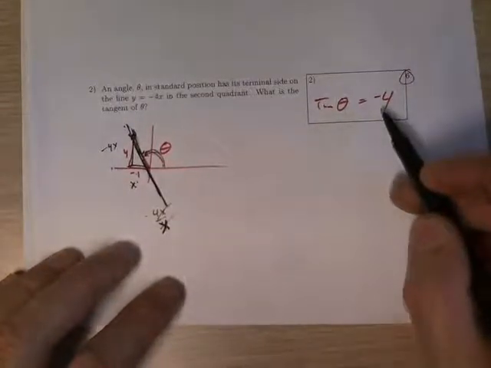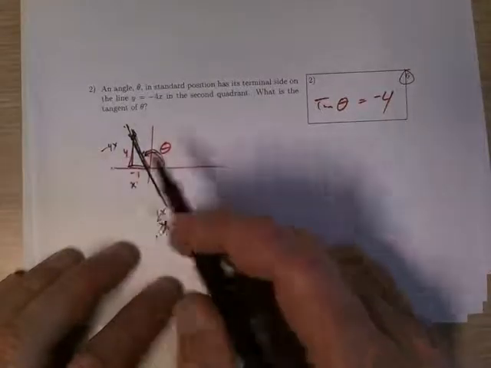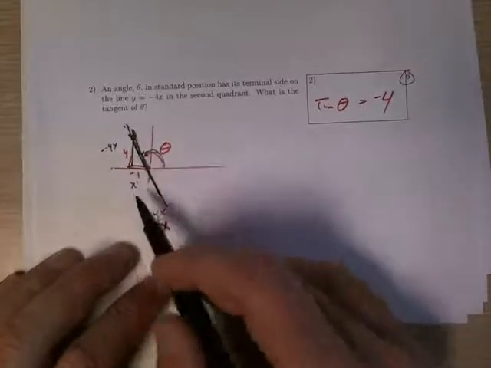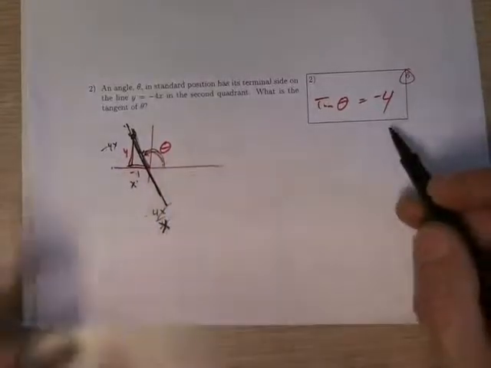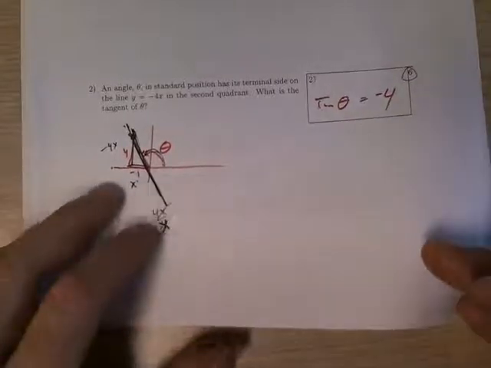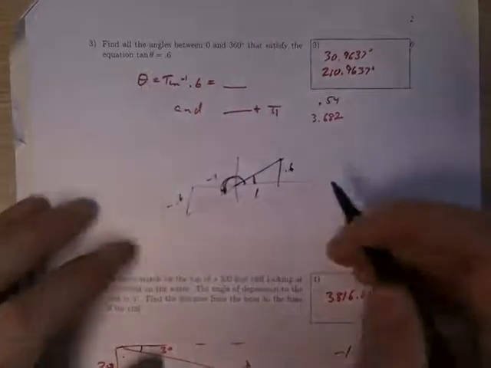You could choose any point on that graph, any x, then y would be -4x, and the tangent would be -4x over x. Cancel the x's out, and you get -4. It doesn't matter which x you choose, because it doesn't depend on x. I'm going to go fast. If you have any questions, please ask them in the discussions or send me a message.